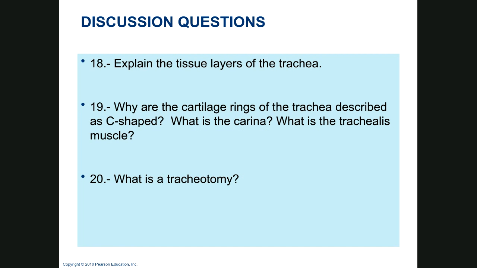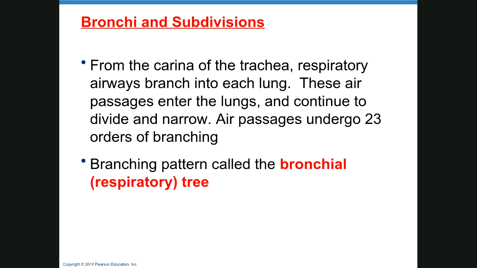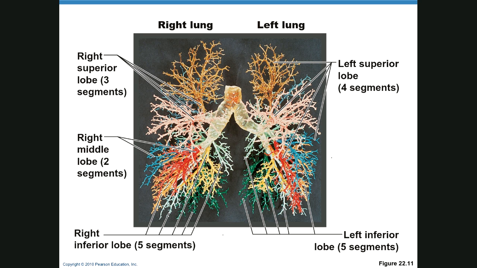All right, so moving on with the conducting zone, we're now at the bronchial divisions, and this will be 23 orders of branching. This is called the respiratory tree. So you can see here the last part of the trachea, and then the two divisions, the primary bronchi on the right-hand side over here, and on the left-hand side over there. And you can see how the left side is longer than the right side.